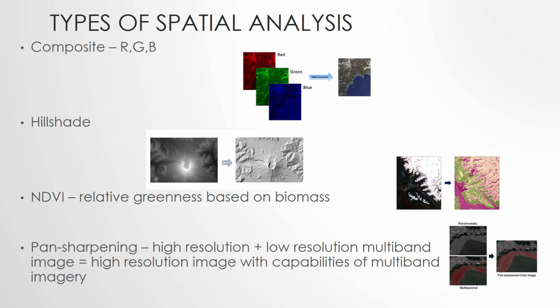And finally, pan sharpening, and that's where you take a high resolution image and a low resolution multiband image, and the high resolution image has the capabilities of multiband imagery as a result. And so that's what we call a pan sharpened color image.